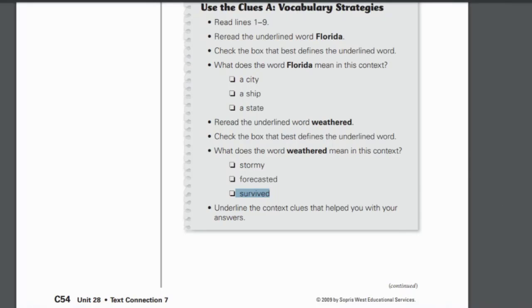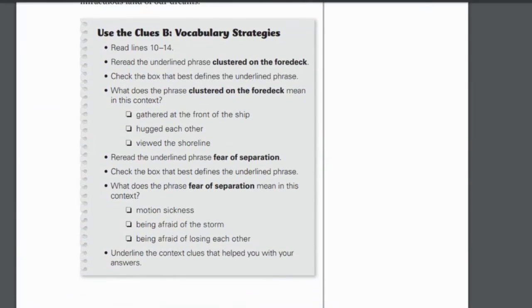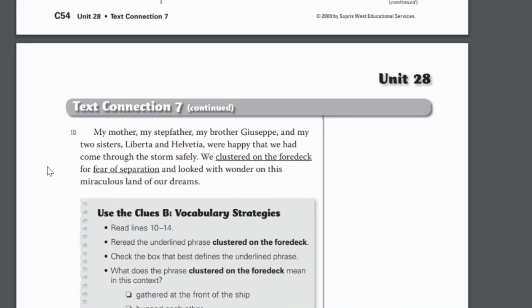Now let's go to the next page, C55. We're going to look at another use of the clues vocabulary strategy. Okay, read lines 10 through 14. Reread the underlined phrase clustered on the foredeck. Check the box that best defines the underlined phrase. I'm starting on line 10.